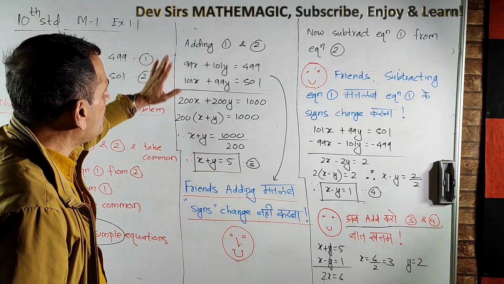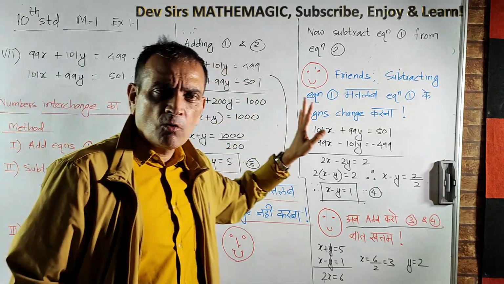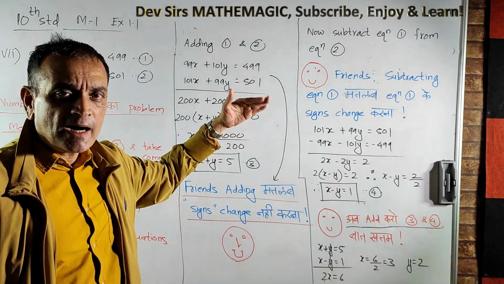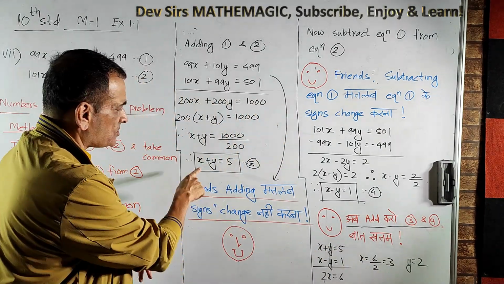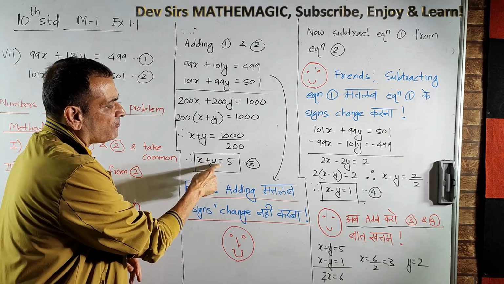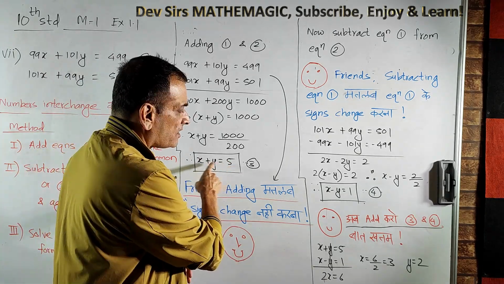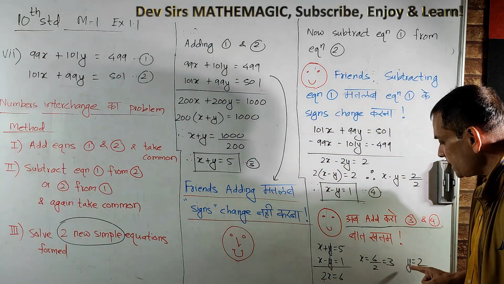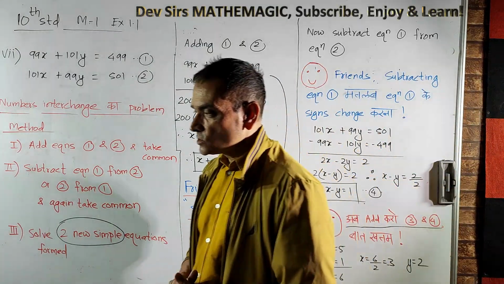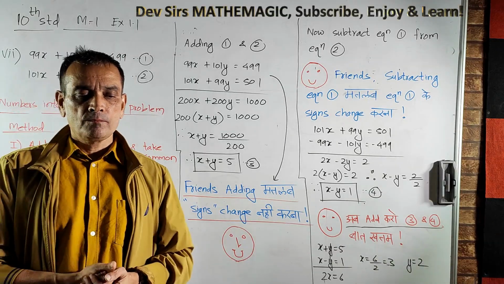Now forget equations 1 and 2. You forget them once we started adding and subtracting. Okay? So when we put x equal to 3 in this equation, 3 plus y equal to 5. So y is equal to 5 minus 3, y equal to 2. So x equal to 3, y equal to 2 is the answer, solution. Clear?